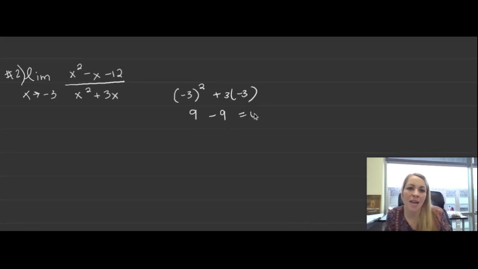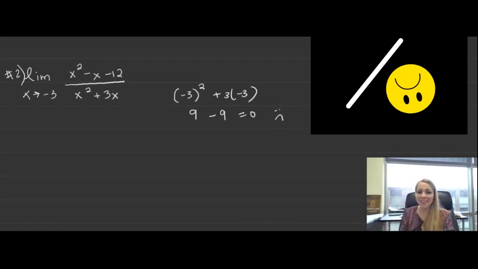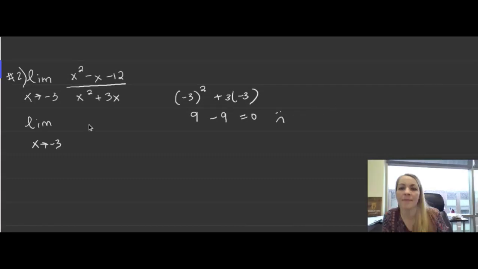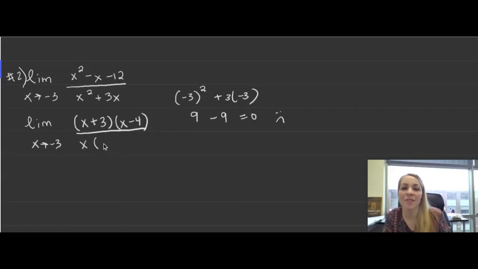And 9 minus 9 is 0. And we don't like that. We don't want 0 in the denominator because we can't divide by 0. So we need to think to ourselves, can we rewrite this? What strategies do we have? Let's try to factor. The top can be factored to x plus 3 times the quantity x minus 4. And the bottom can be factored to x times the quantity x plus 3.